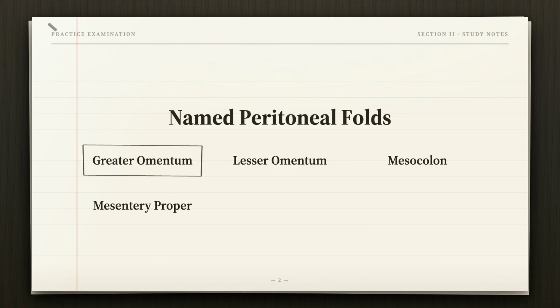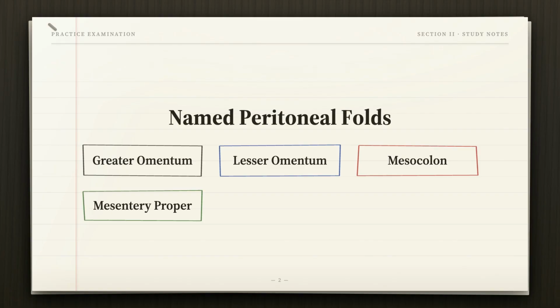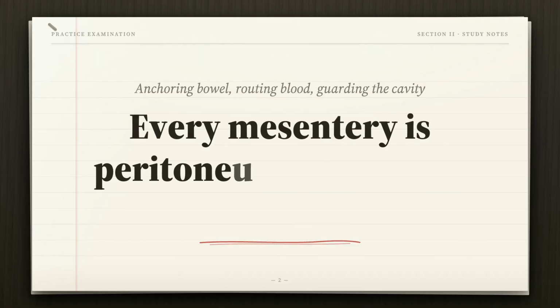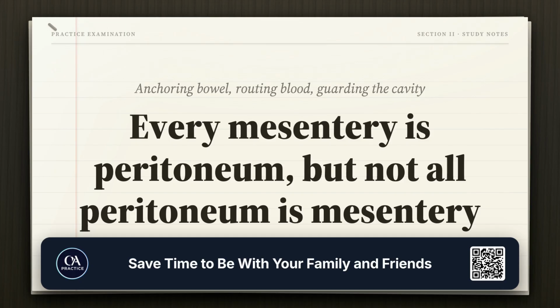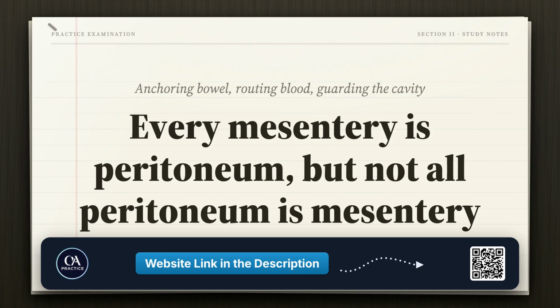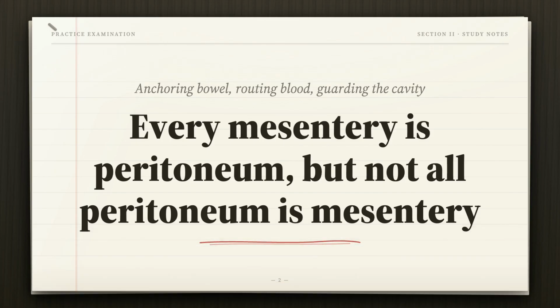Each named fold has its own job. The greater omentum drapes like a fatty apron over the abdominal organs. The lesser omentum connects the liver to the stomach's lesser curvature. The mesocolon suspends the colon, and the mesentery proper suspends the jejunum and ileum. The greater omentum can even migrate to wall off infection, and mesenteric fat signals directly to the liver, showing this anatomy has real physiological reach. Remember, every mesentery is peritoneum, but most peritoneum is not a mesentery.